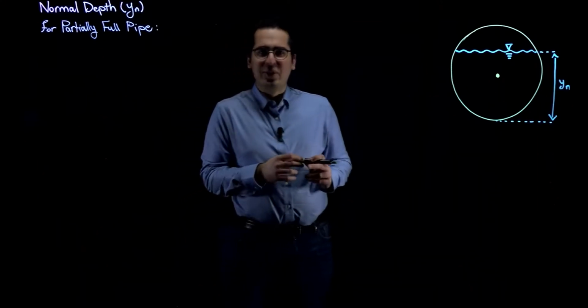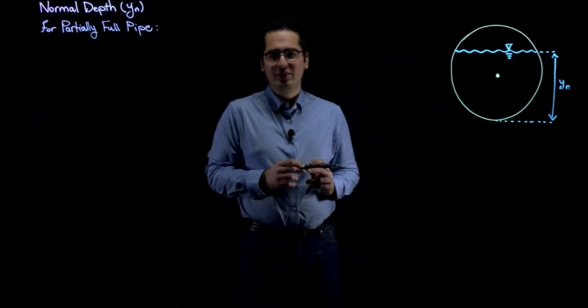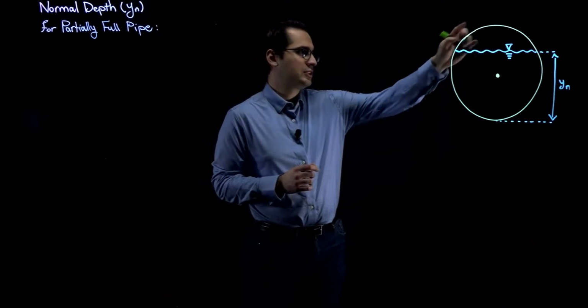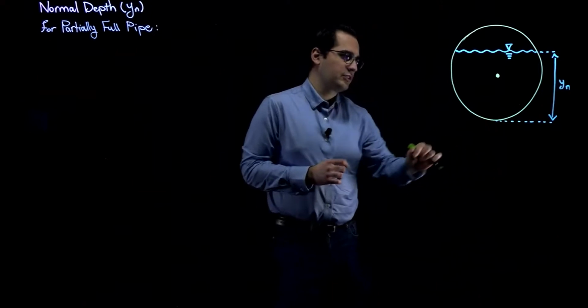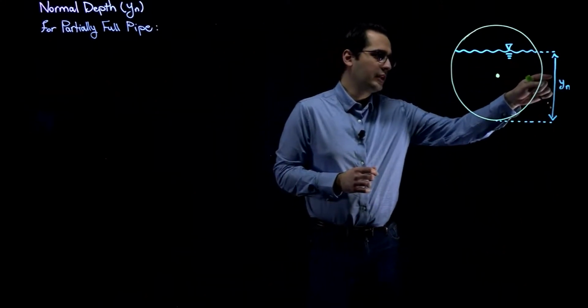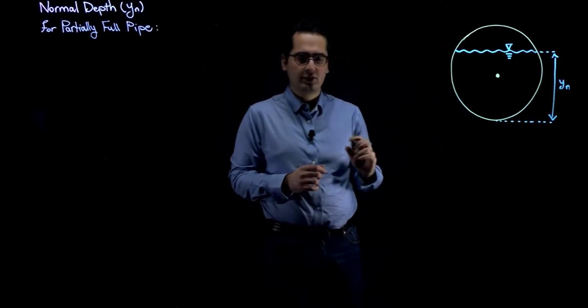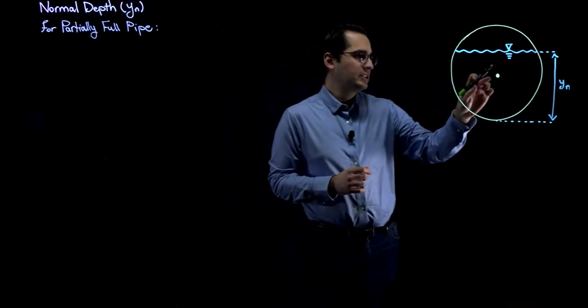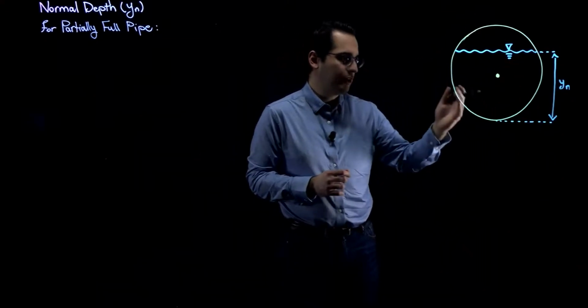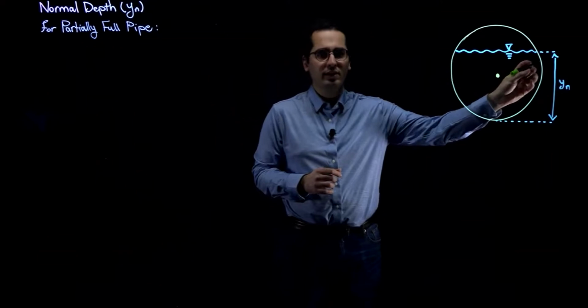In this video, I'm going to show you how to find normal depth for a partially full circular pipe like this. So this is the cross-sectional area of the circular pipe, and this is the level of water. We're going to call it normal depth because our flow is steady and uniform. This is the center of the pipe, and we're going to add some variables to this figure to be able to calculate y sub n.